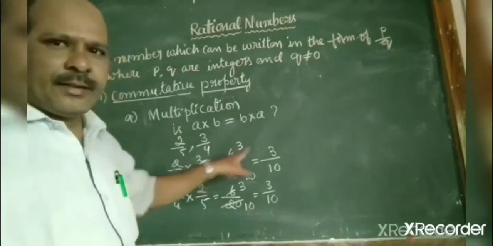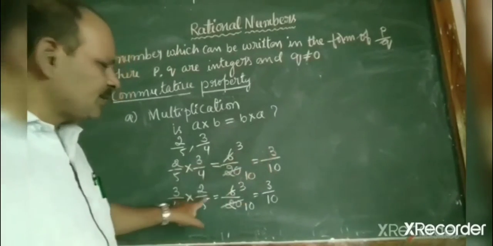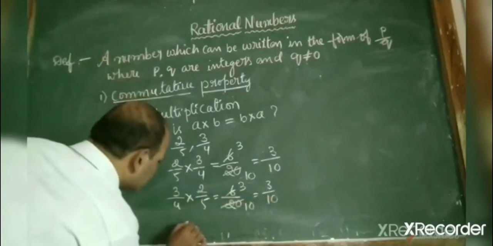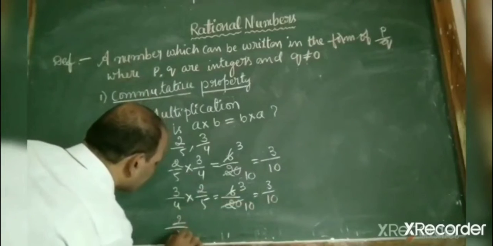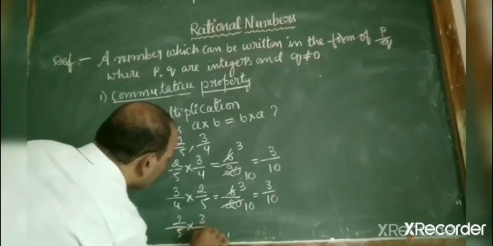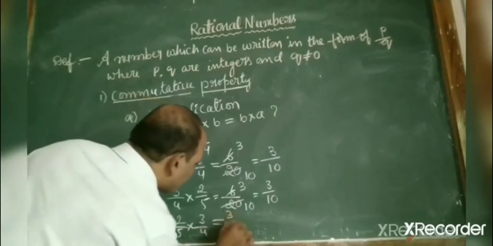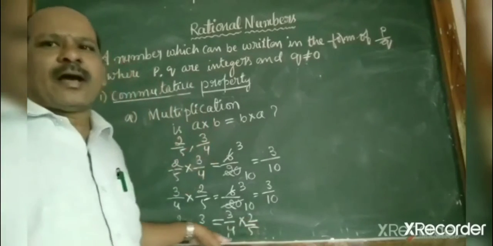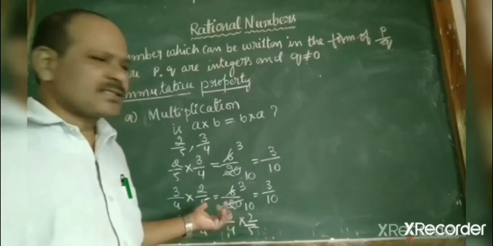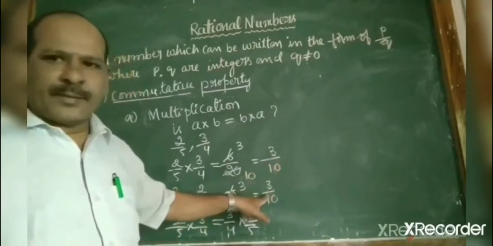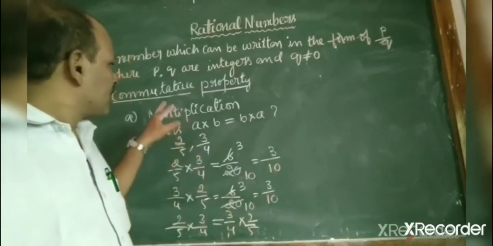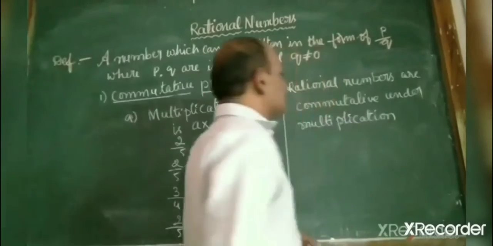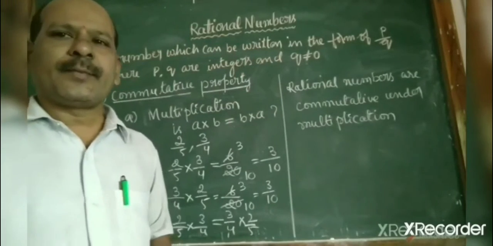A into B is 3 by 10, and B into A also gives the same answer, 3 by 10. So A into B is equal to B into A, that is, 2 by 5 into 3 by 4 is equal to 3 by 4 into 2 by 5. Even when I reverse the order, we get the same result, 3 by 10 and 3 by 10. So we can say rational numbers are commutative under multiplication.